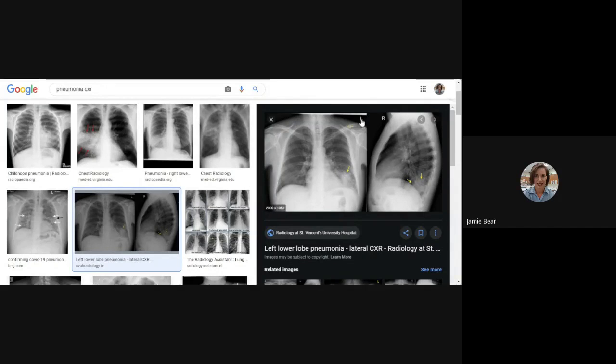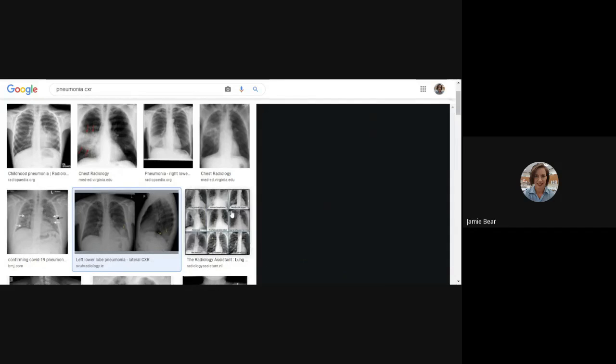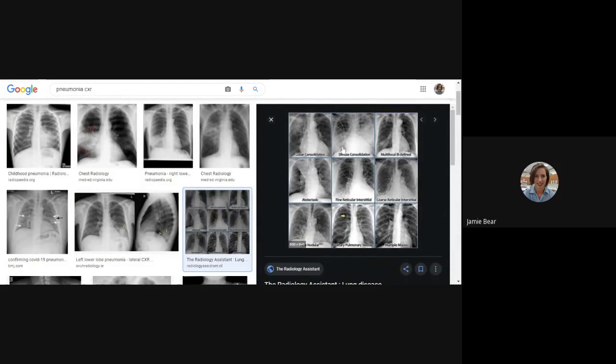Here's also, and see, Emily, how this one's labeled. So you'll just confirm, oh, good, this one's labeled. So here's a PA and a lateral. Okay, this is a nice one. So it can show you a lot of different examples.